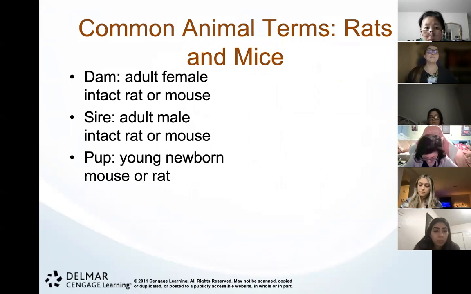Then we have our rats and mice. So the dam would be an adult female intact rat or mouse. And this can be intact or not intact. We just say dam for female. While the sire, that is the adult male for the rat or mouse. And a pup is the young newborn for the rat or mouse.